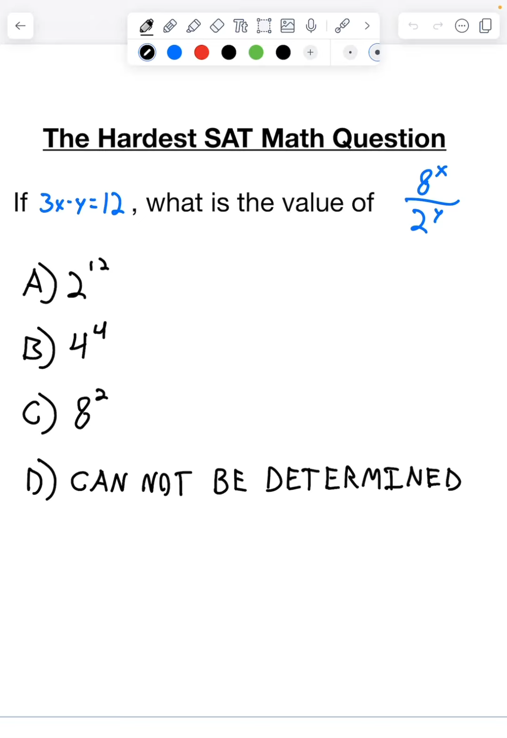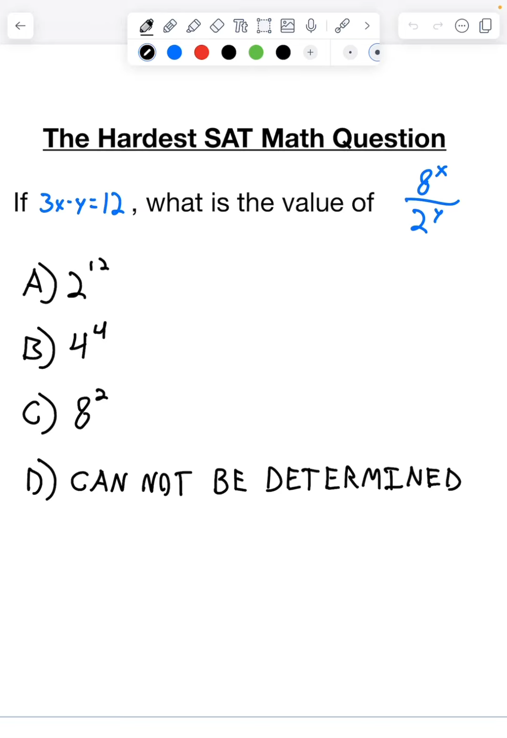All right, so if 3x minus y equals 12, what is the value of 8 to the power of x over 2 to the power of y? All right, very first thing to look at here. They're giving me this for a reason. Somehow or another, I'm probably going to have to get back to this equation when I'm trying to solve for the value of this over here.